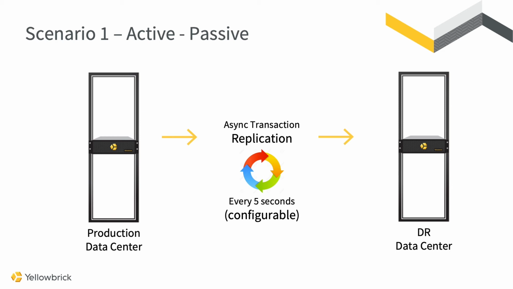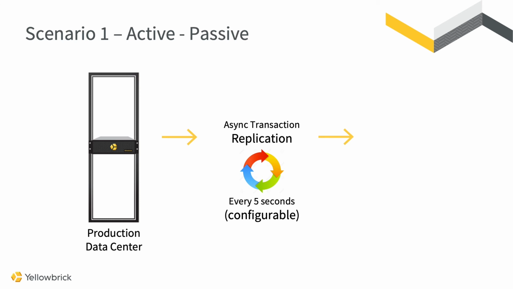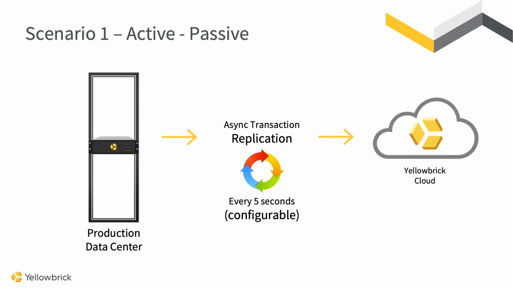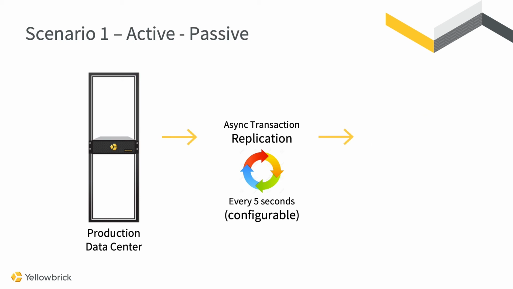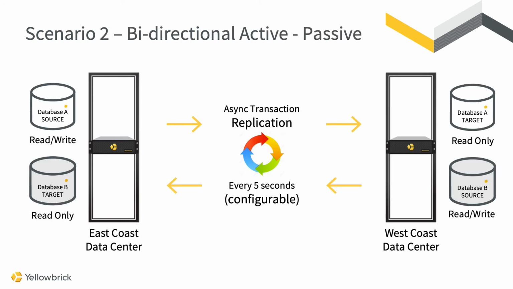But it's not necessarily that it's just another DR data center. It could be in the Yellowbrick cloud. We have a DR service that you could replicate your on-premise data to the Yellowbrick cloud. Or maybe what you want to do is replicate certain workloads to a cloud so that other users in your organization can interrogate that data from, say, AWS or Power BI running in Azure. Let's look at another scenario.